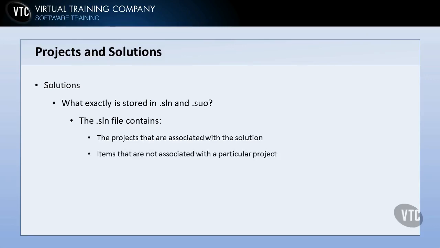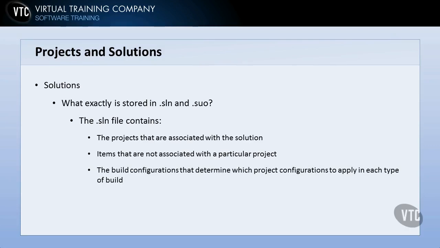Now, the .sln file will also contain any items that are not associated with a particular project. So all that stuff's going to go in the SLN file, and then the build configurations that determine which project configurations apply in each type of build are also stored out there. Because we have a lot of options when we're building, we can build individual projects, we can exclude projects from the build, and all sorts of things.